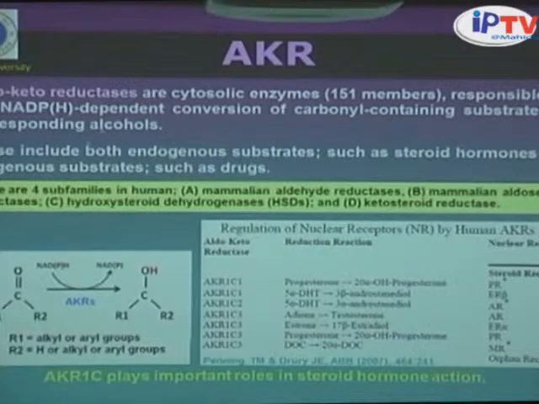So the AKRC types that are found to be increased in the E6* containing cells are divided into C1, C2, and C3, depending on the type of substrates they prefer. And most of the substrates for the C type are steroid hormones. So AKR1C plays important roles in hormone action. This is C1 and this is C3.